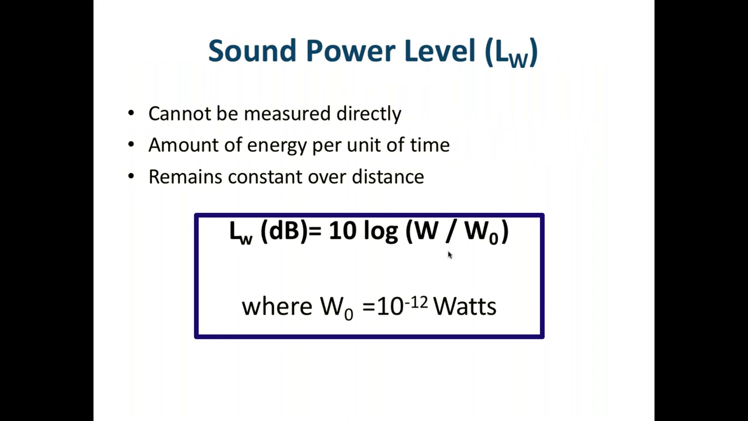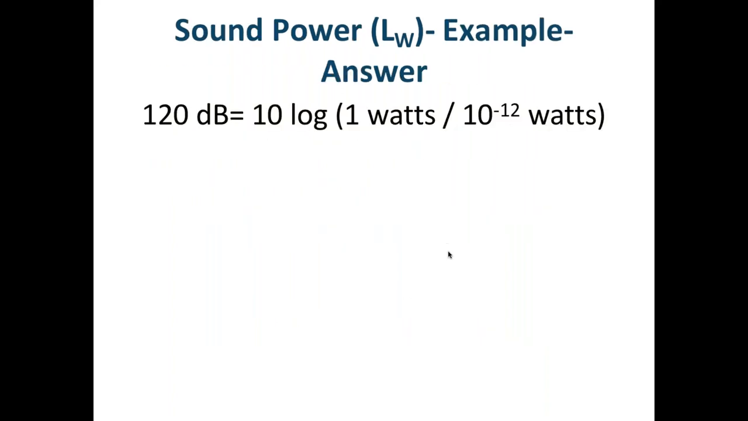So the formula we're going to use is the sound power level is equal to 10 times the log of the wattage, how much energy is coming off that device, over 10 to the minus 12 watts. Again, the minimum amount of energy that we can sense. So our sound power level for that device, as if we were translating the power level from a speaker into decibels, is 10 times the log of the ratio of the two powers: 1 watt over 10 to the minus 12 watts.